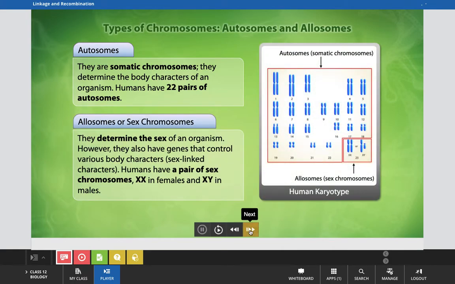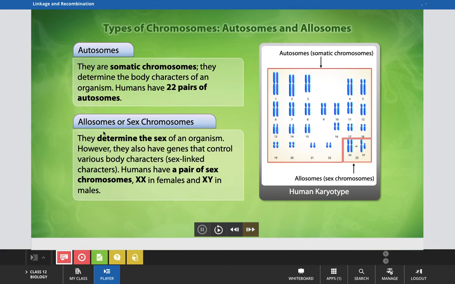Now let's start with this slide. With the help of this slide, you will be able to understand and recall the concept of types of chromosomes. As in your earlier class, in class 10th, you have learned about autosomes and allosomes. Autosomes are the somatic chromosomes which determine the body characters of an organism. As you know, in humans there are 22 pairs of autosomes, which are responsible for our vegetative features, or we can say somatic features, which are non-reproductive features.